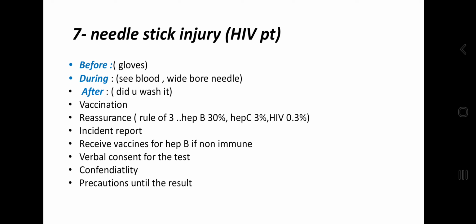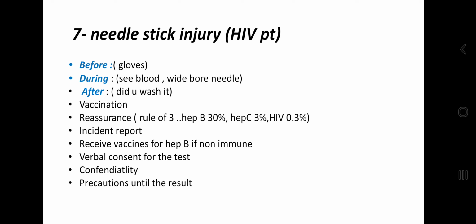Try to reassure. Rule of 3: risk of transmission is Hep B 30%, Hep C 3%, HIV 0.3%, and right, an incident report should be written. Did he receive vaccination for hepatitis B or not? If he is not immune, he should receive hepatitis B vaccine and hepatitis B immunoglobulin if the patient is proven to be hepatitis B positive. If not, only the hepatitis B vaccine, the 3 doses.